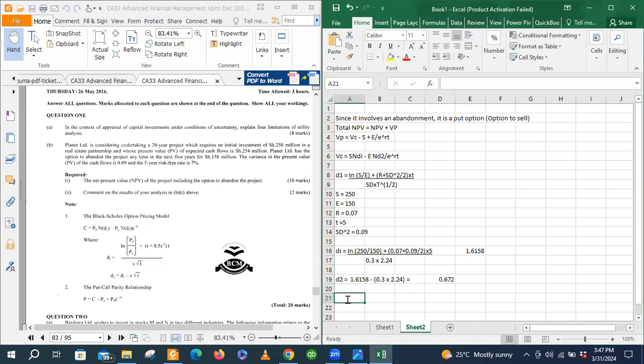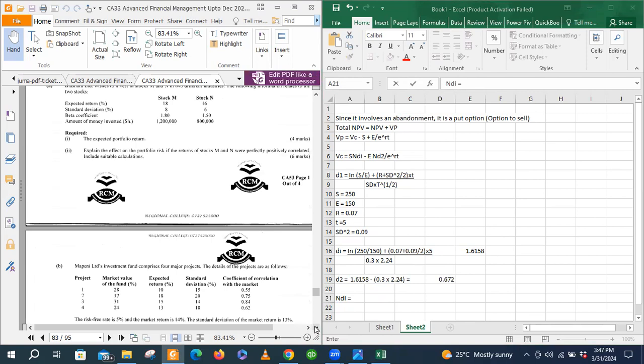Can we have the normal distribution of D1? Now, for options, when D1 or D2 is positive, then our normal distribution is 0.5 plus. No, that answer is not 0.6. Now, the final answer of D2 is 0.9438.